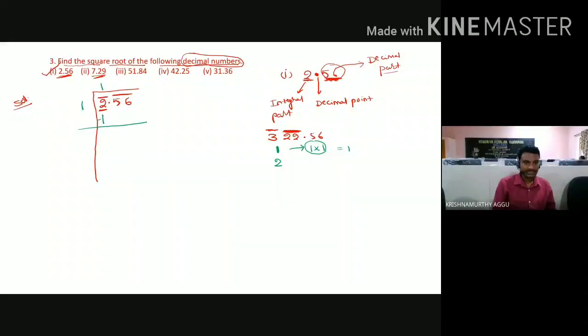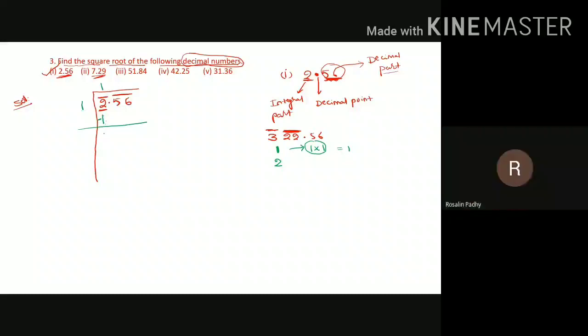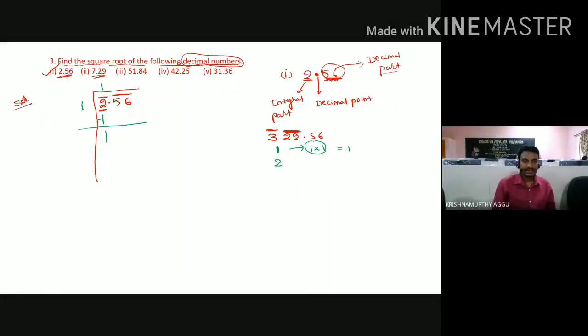Then you subtract 2 minus 1. What is 2 minus 1? 1. Then come back to the number. Here, what is the point? What is this here?